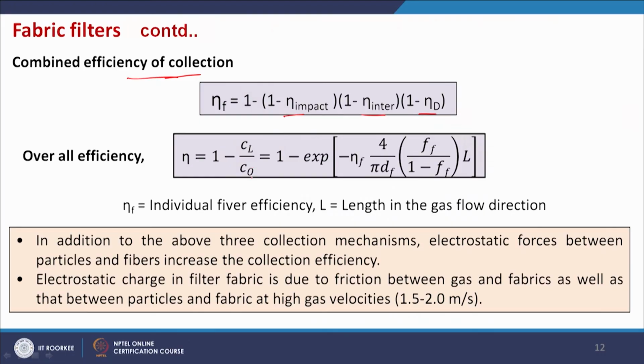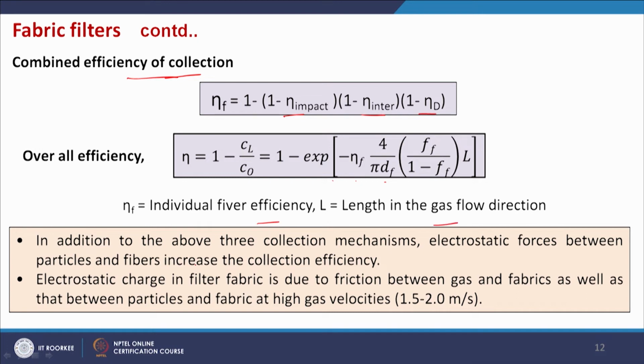So, 1 minus Co by Ci, where Ci is the initial concentration of the particles and Co is the final concentration of the particles. So, this will be 1 minus exponential of minus eta f into 4 by pi df into ff by 1 minus ff into L, where eta f is the individual fiber efficiency and L is the length in the gas flow direction.